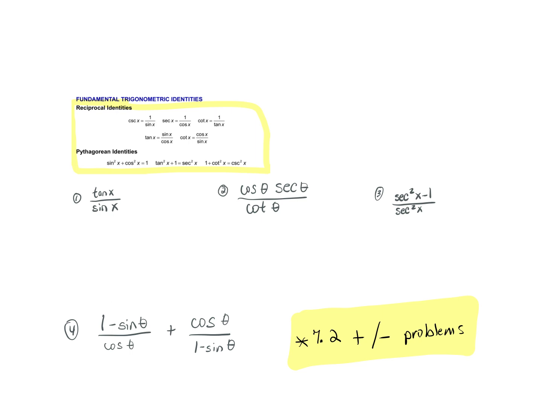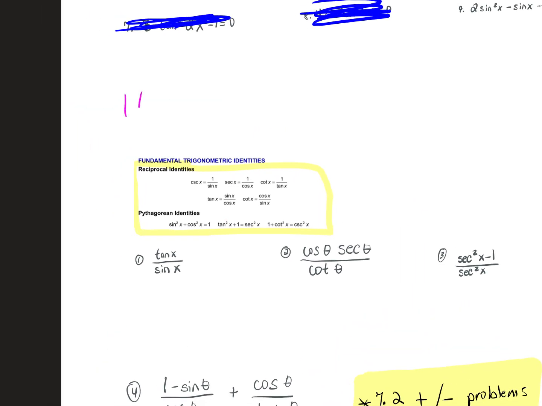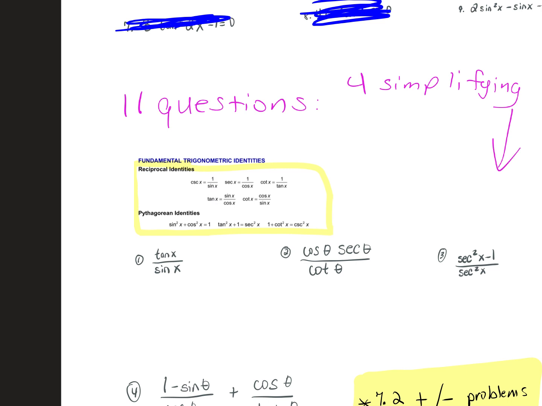So on your test, there's going to be 11 questions. And the breakdown of them is as follows. There's going to be 4 simplifying, which are like these ones down here. There's going to be 4 solving equation questions, which is what we're going to do in the second part of our review. And then there's going to be 3, I'm going to call them the sum and difference problems. I'm going to show you examples of what I mean by that.